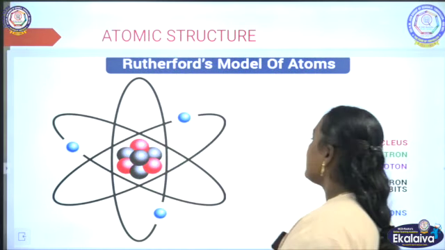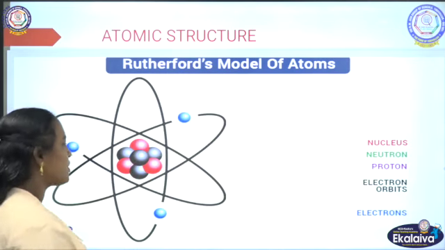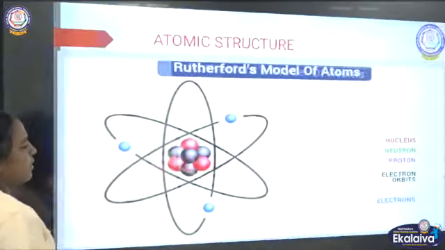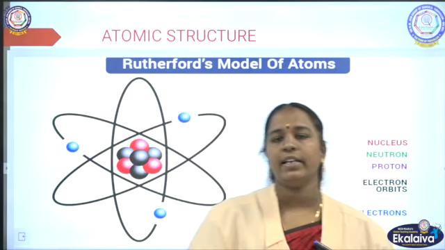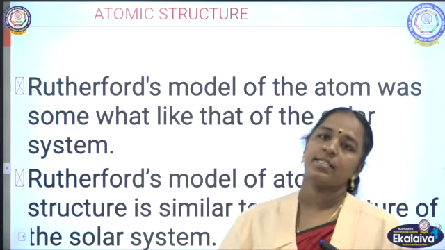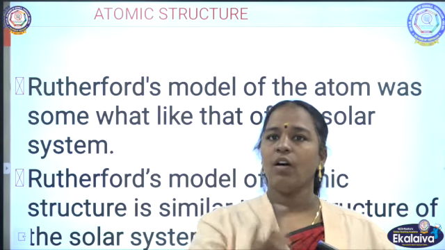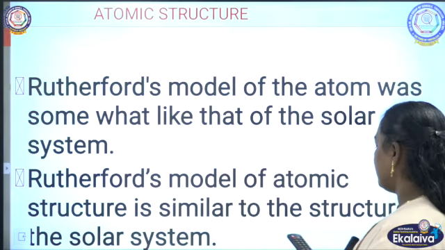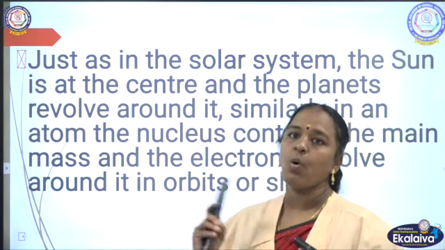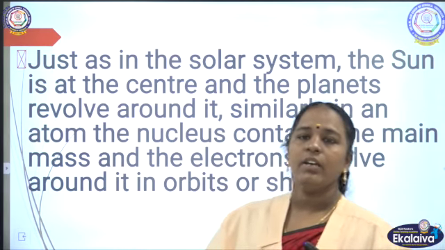You can see here in the picture, there is empty space in the atom and the nucleus is present inside, and electrons revolve around it. Protons and electrons are equal in number in atoms. The Rutherford model of the atom was like the solar system: just as the sun is at the center and the planets revolve around the sun, similarly the nucleus is inside and the electrons revolve around the nucleus.